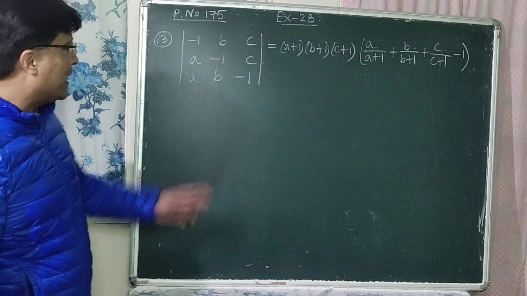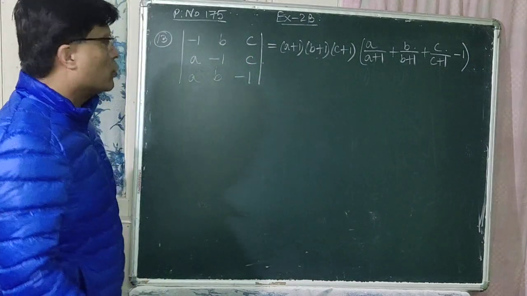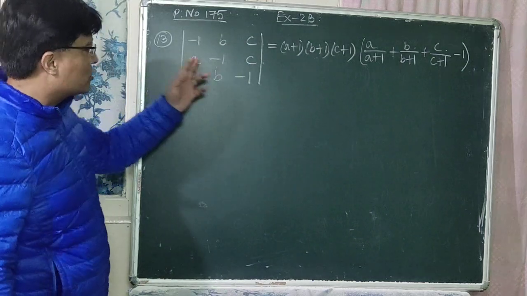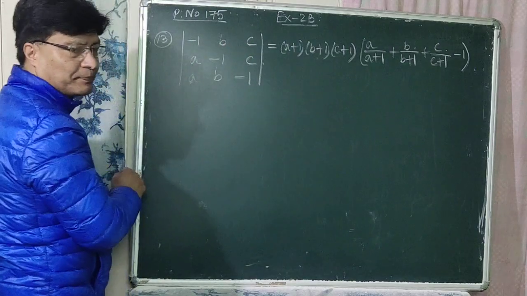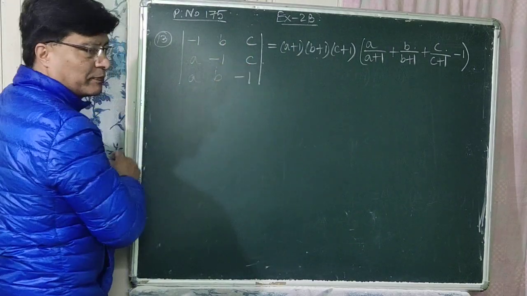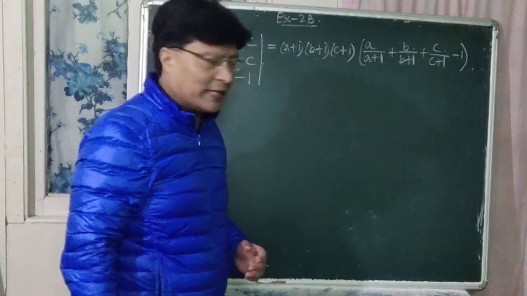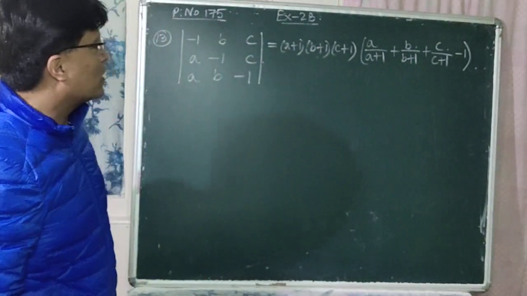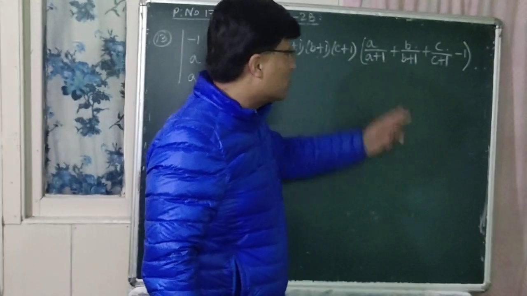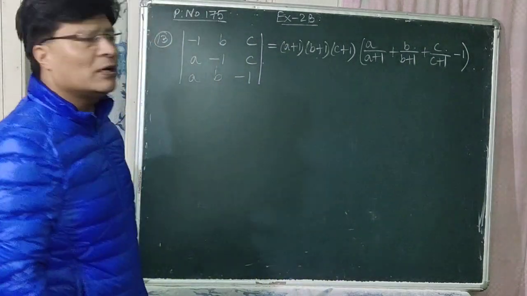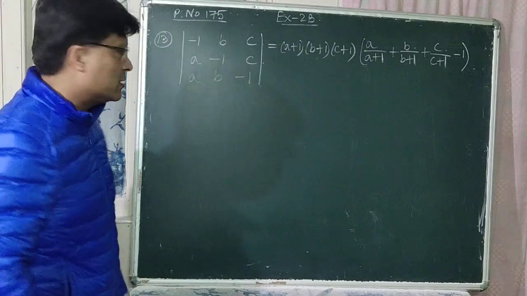So we have to prove that this determinant is equal to right hand side. So what is the determinant here? This is also the determinant of third order, right? Minus 1 BC, this is A minus 1 C, this is AB minus 1. You have to prove the four factors, right? A plus 1 into B plus 1 into C plus 1 into, what is the fourth factor here? A upon A plus 1 plus B upon B plus 1 plus C upon C plus 1 minus 1. Right? So let us prove it.